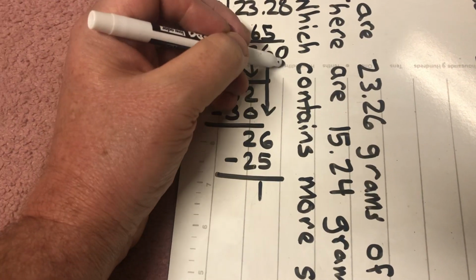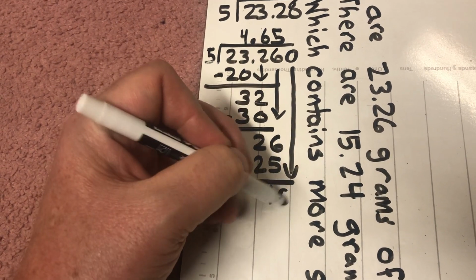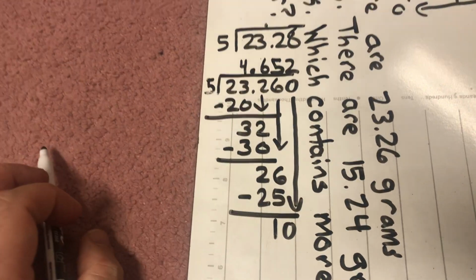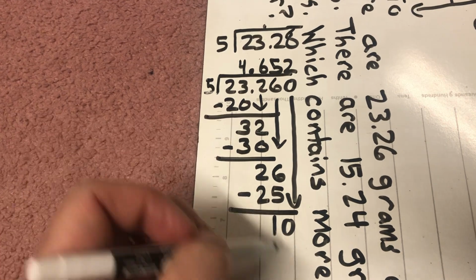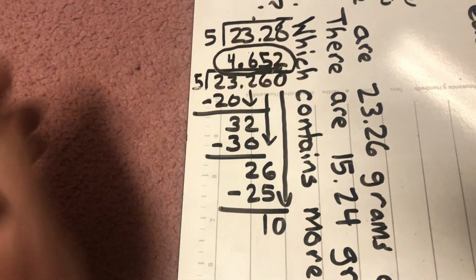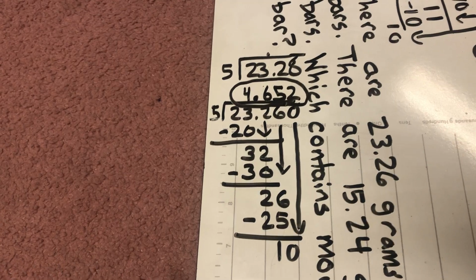Put the 0 down. Bring that down. 5 can go into 10 twice. I know there's none left over because 5 times 2 is 10. In 1 Snickers bar, 4 and 652 thousandths.